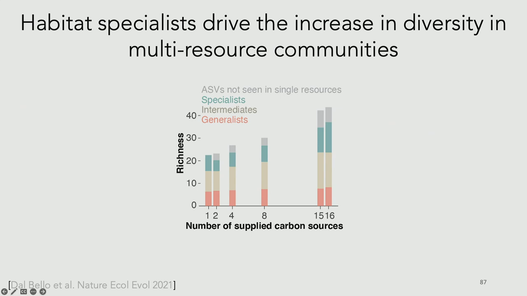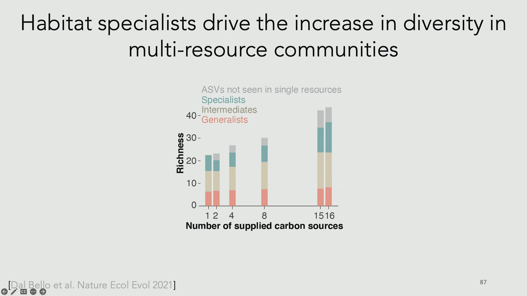What happens if we see how these generalists and specialists behave when we look at multiple resources? So here is the same plot of the richness increasing with the number of carbon sources. And you can see that these generalist species that we see in single resources remain the same across all the combinations. So there is a core number of species that are always there, no matter which resources are present.